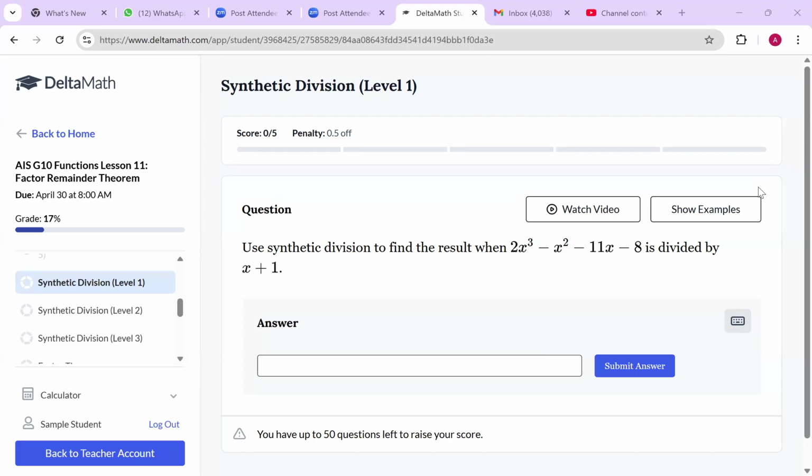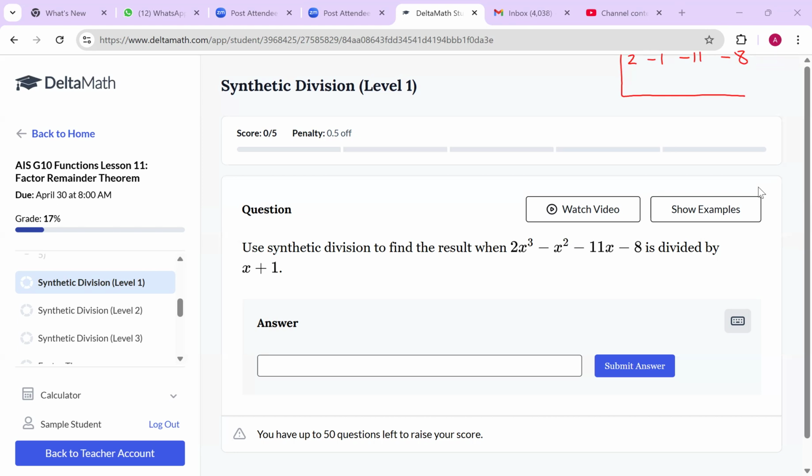Hello and welcome to this video in which we shall discuss an alternative method of polynomial division, which is called synthetic division. You'll find that it's much quicker and easier than the former method. So let's begin. The first thing we're going to do is draw this L shape, and write the coefficients of the powers of x. So we have 2, and then -1, and then -11, and -8.